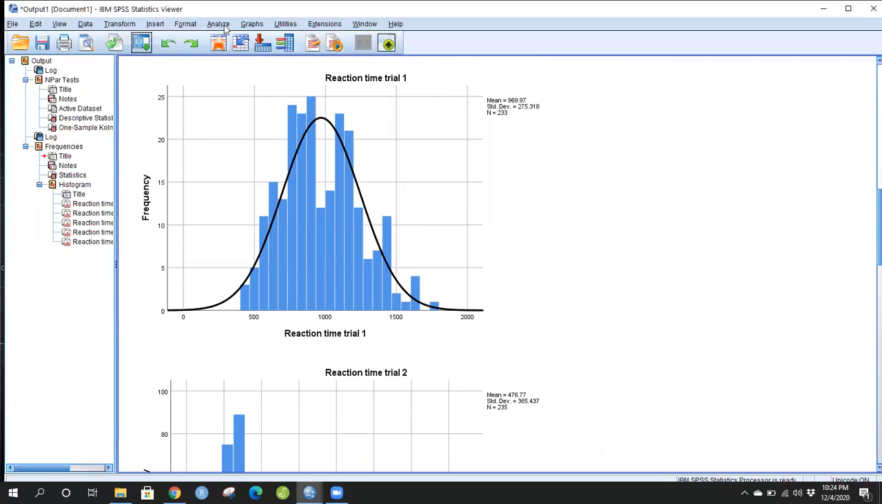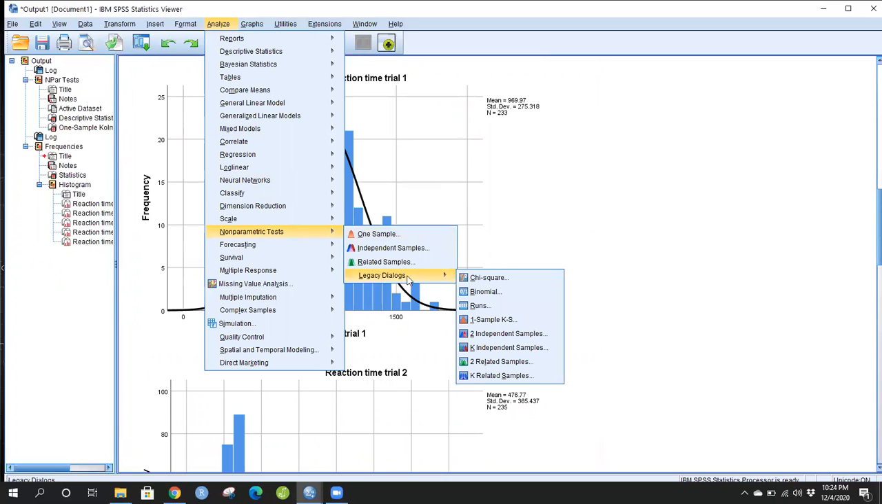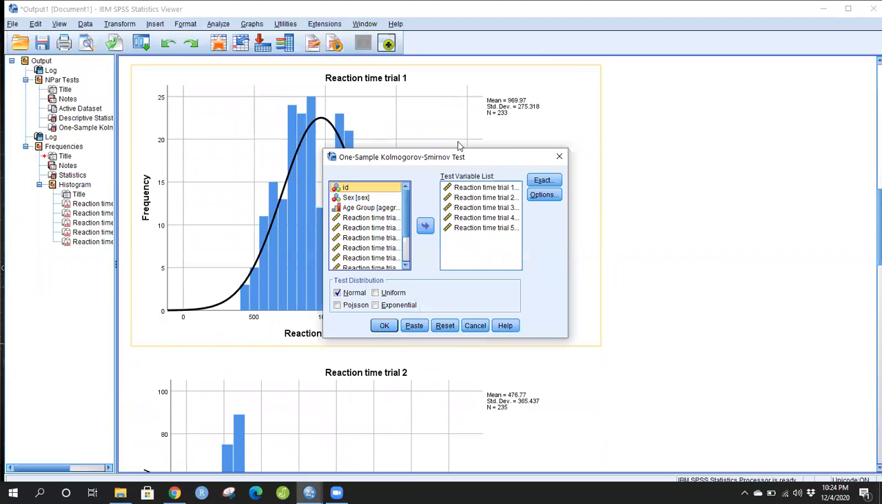Now to do this, you go to Analyze, Non-parametric Tests, Legacy Dialogs, and you click on the One Sample Kolmogorov-Smirnov test. The moment you are here, you pass on your variables in the Test Variable List.